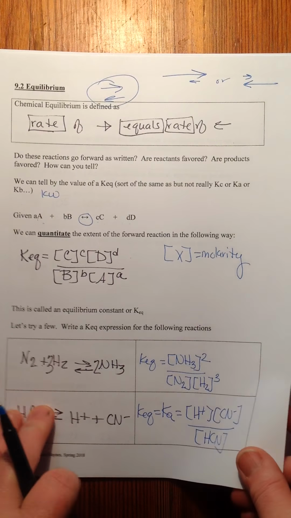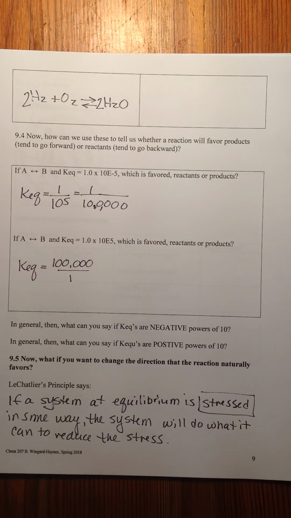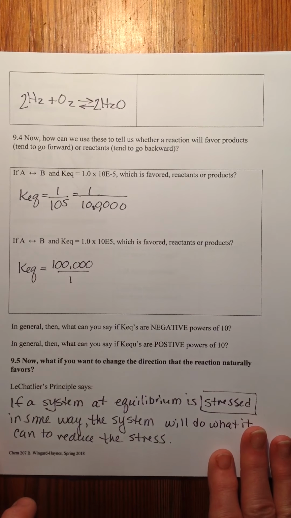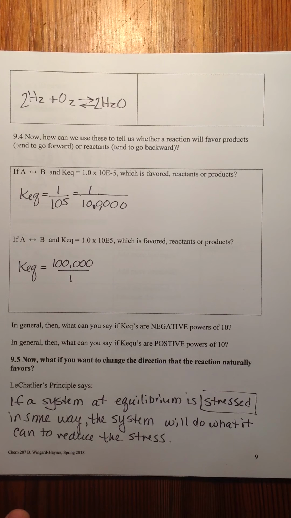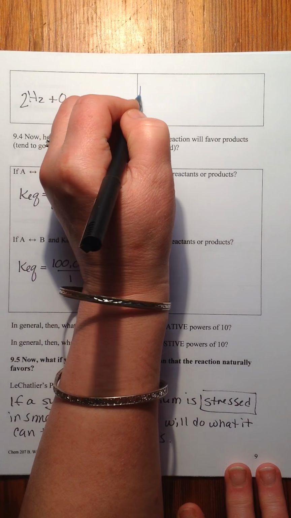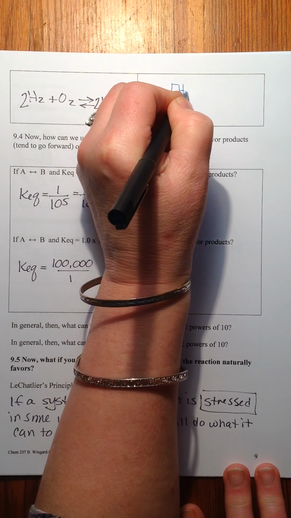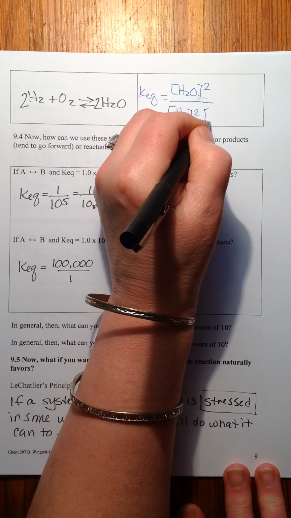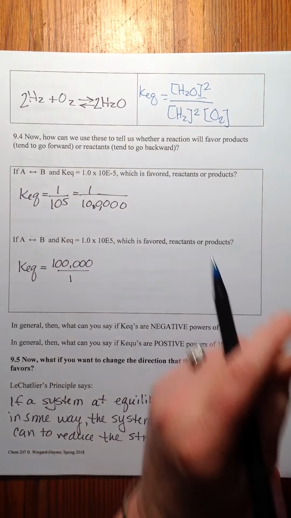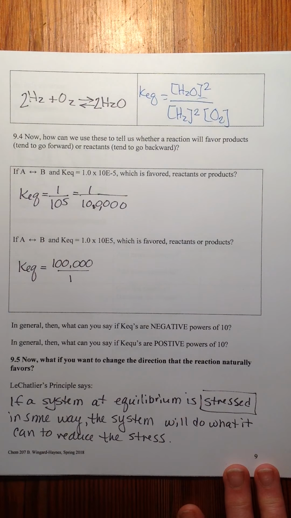Okay? Page 9. H2 plus O2 yields H2O. Okay? So our KEQ in theory here would be H2O squared, assuming that's water vapor, over H2 squared, O2 to the first. Now, how can you tell if these will go forward or backwards?